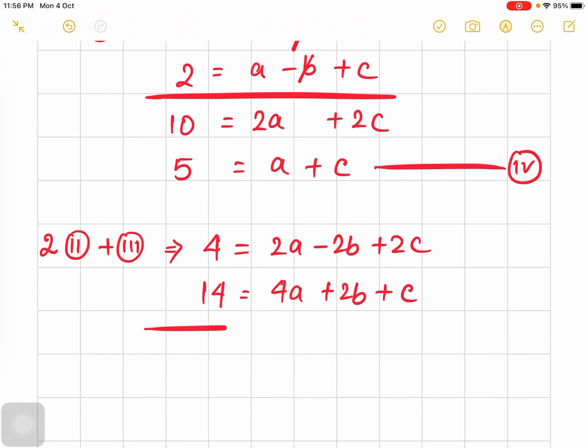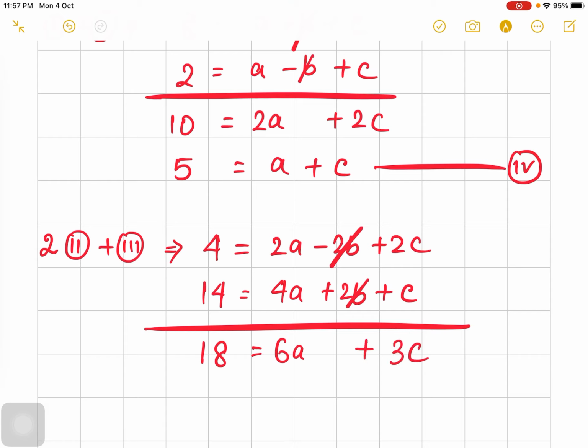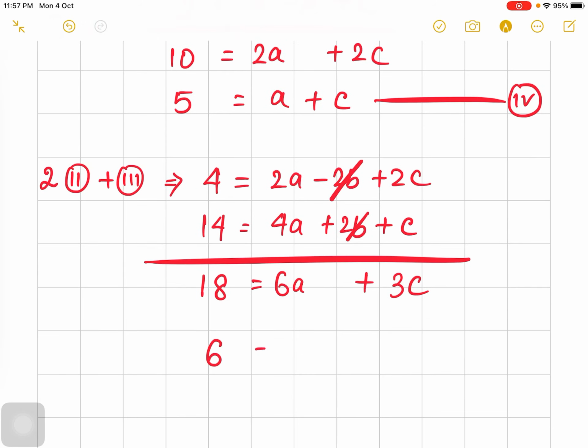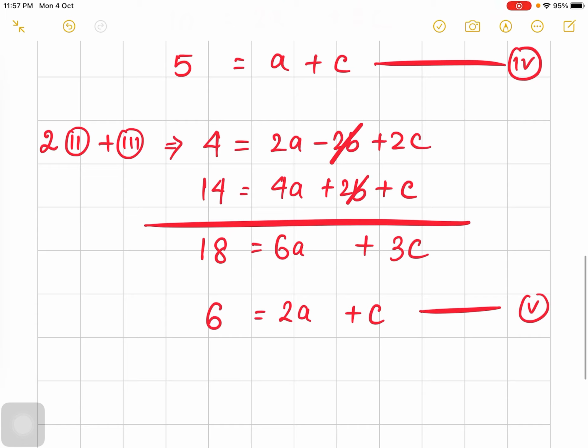Let us add them. 4 and 14 will be 18. Minus 2b plus 2b will cancel. 2a and 4a will become 6a, and 2c plus c will be 3c. We can take 3 common from both sides, and we'll end up with 6 equal to 2a plus c. This will be our fifth equation. Look at the fourth equation and fifth equation. They are simultaneous equations with two variables. I suggest let's subtract the fifth one from the fourth one, and we can successfully eliminate c.